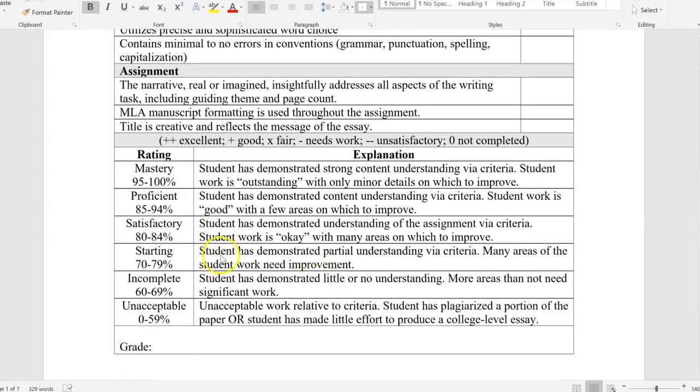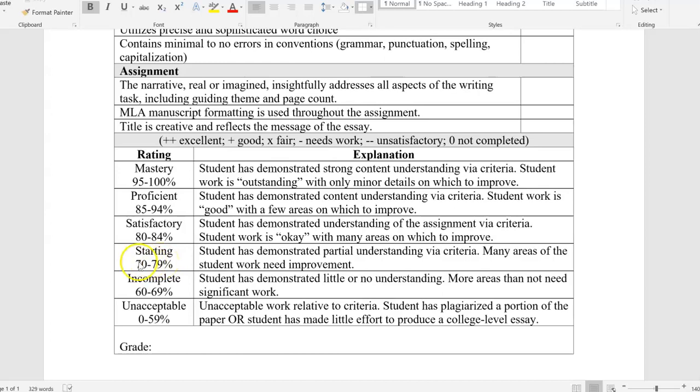Student has demonstrated partial understanding. This shows that maybe you didn't fully understand what the assignment was. Maybe you did not look at any of your feedback. You didn't try to fix anything. You didn't, whatever it is. Many areas still need student work. And you do have a big range here. This is a C.